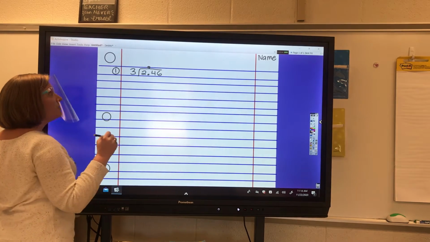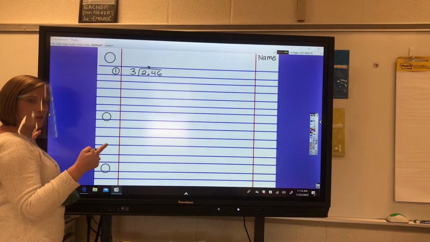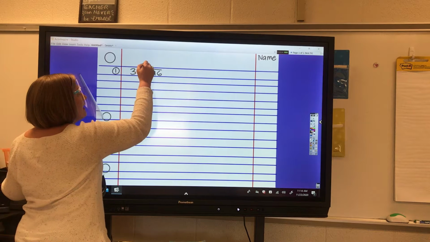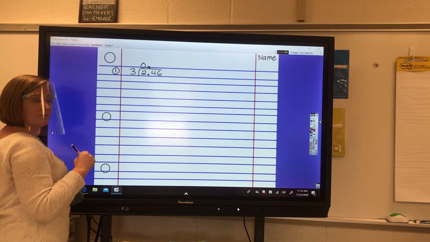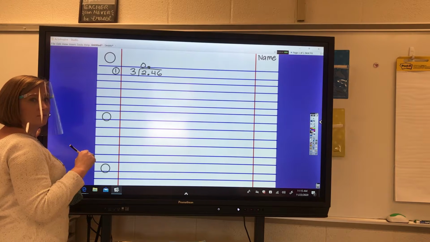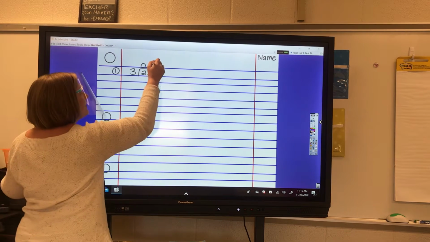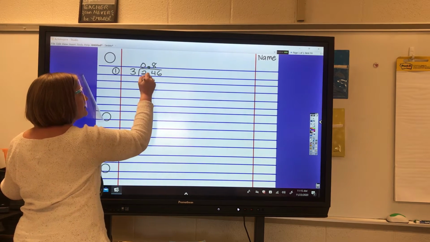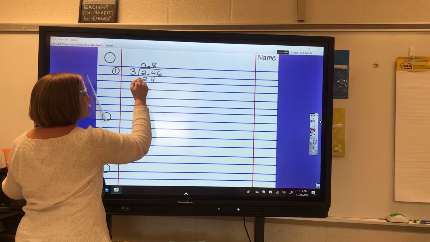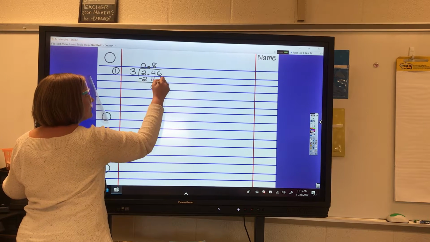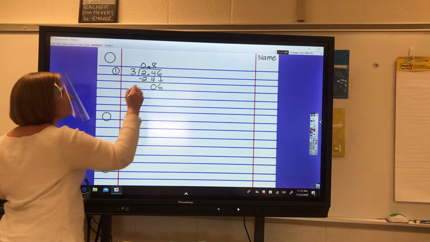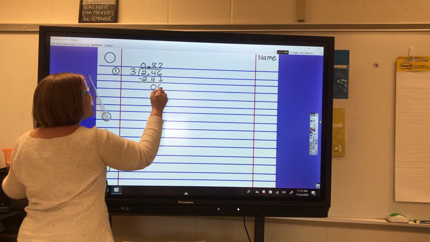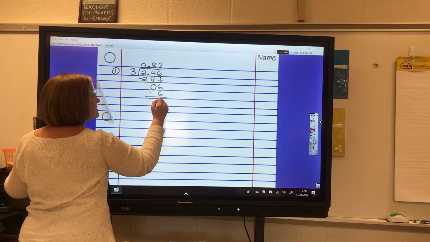How many times will 3 go into 2? 0. How many times will 3 go into 24? 8. 8 times 3 is 24. And bring down my 6. How many times will 3 go into 6? 2. 2 times 3 is 6.